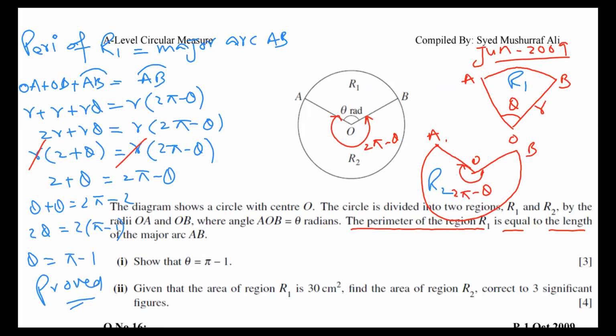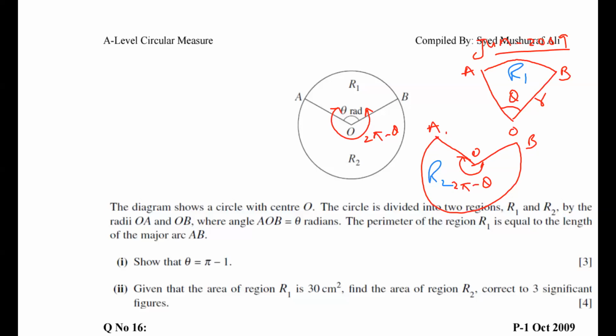So there is nothing hard, only how to start is important, and how to get this 2 pi minus theta. The rest is a very, very easy job. So I have finished this first part, and then I go for the area of R1 being 30. Take a screenshot up till now, otherwise I will erase it and go for the other part.